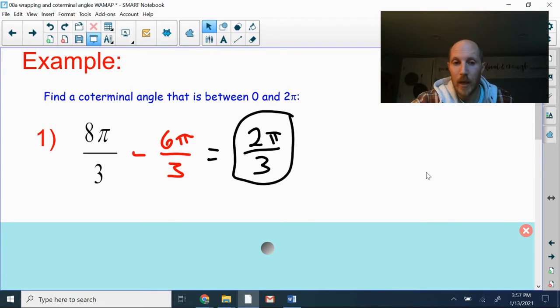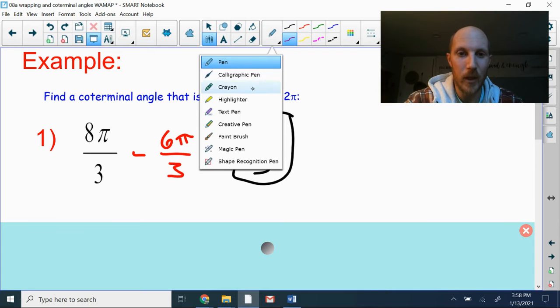So subtract 2 pi. However, since 8 pi over 3 is in fractional form, I will need to convert 2 pi into fractional form, which we did already in the do now. Those four fractional equivalents of 2 pi are the only equivalents of 2 pi in fractional form that we will need to do like 99% of the problems that we're going to see in pre-calc. So our objective here is to find a coterminal angle that is between 0 and 2 pi.